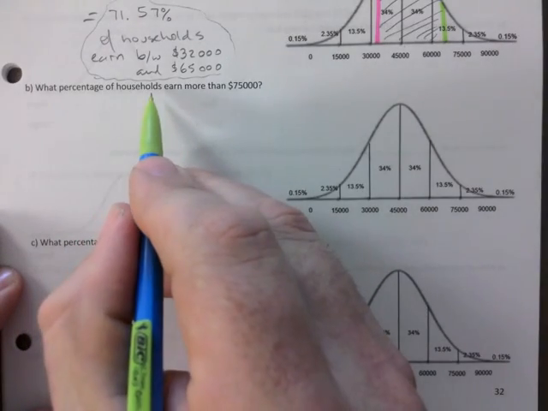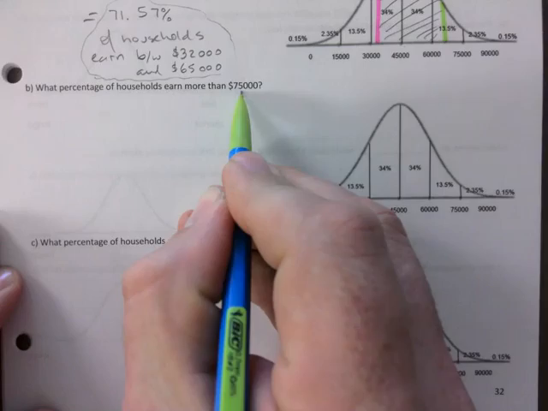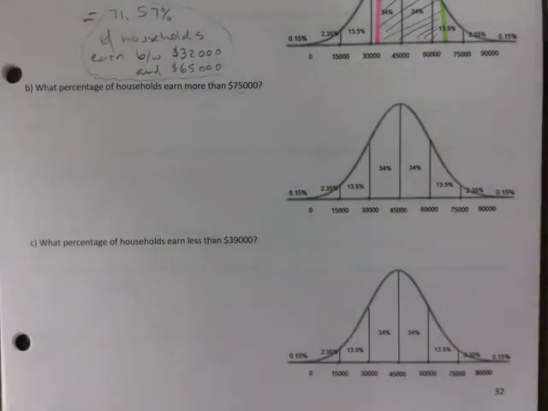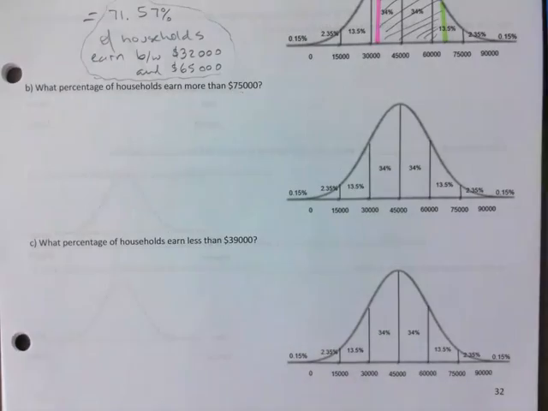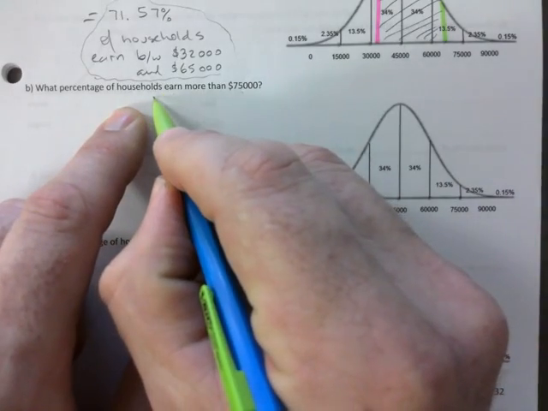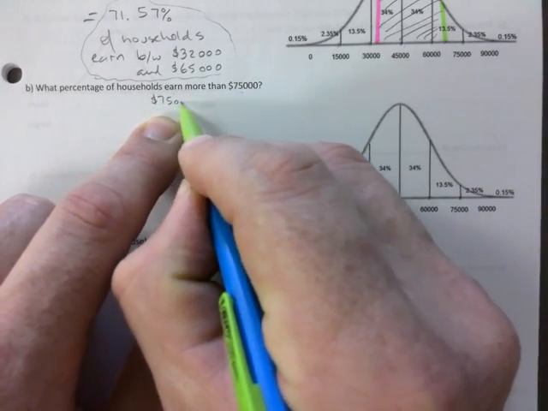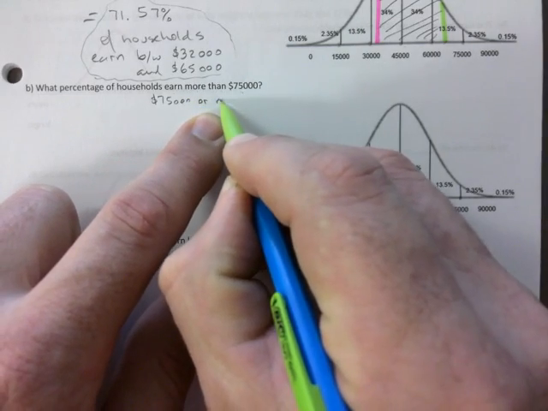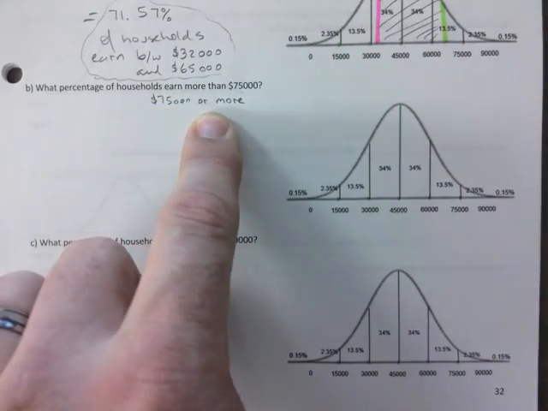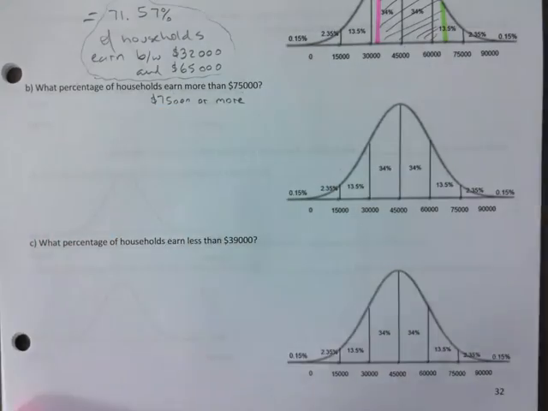What percentage of households earn more than 75,000? So it's basically saying, can you rewrite this? It's saying 75,000 or more. Sometimes rewriting it helps students figure out what's happening here. So are we given a lower limit or an upper limit? It's a lower limit, right? 75 and then anything above it. So there is no upper limit in this case.